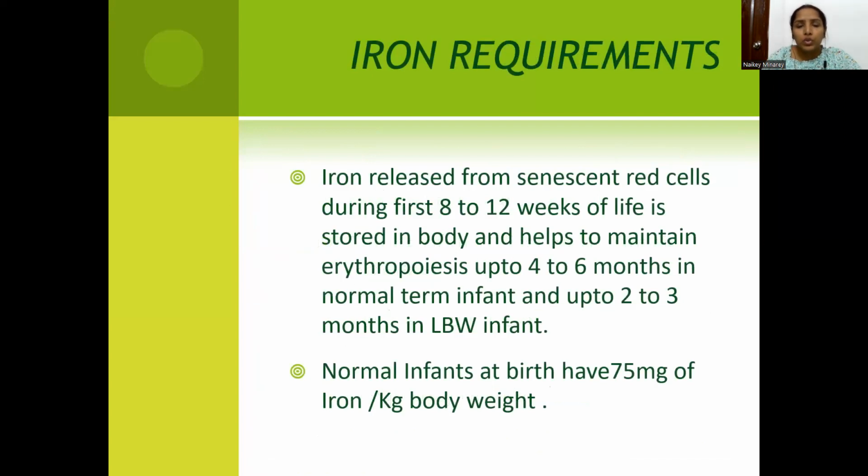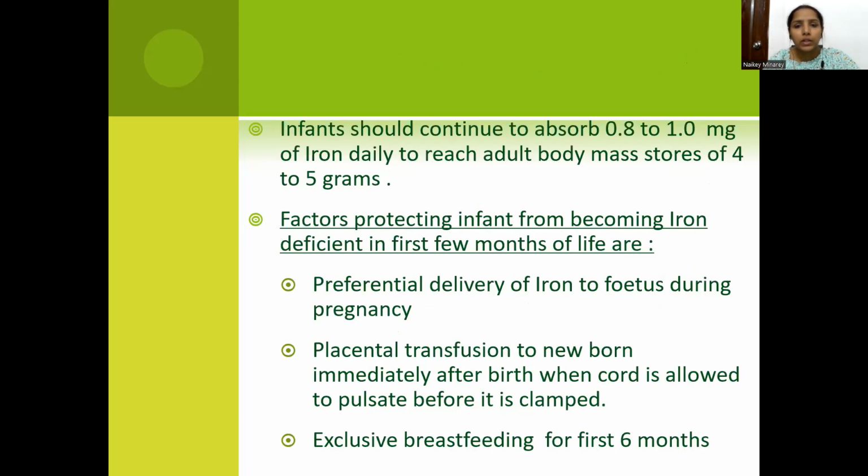Regarding iron requirement, iron is usually released from senescent red cells during the first 8 to 12 weeks of life. It is stored in the body and maintains erythropoiesis up to 4 to 6 months in a normal term infant, but only up to 2 to 3 months in LBW infants. Normal infants at birth have 75 milligram of iron per kg body weight. Factors protecting the infant from becoming iron deficient are exclusive breastfeeding for 6 months, placental transfusion to the newborn immediately after birth when the cord is allowed to pulsate before it is clamped, delayed clamping, and preferential delivery of iron to the fetus during pregnancy.